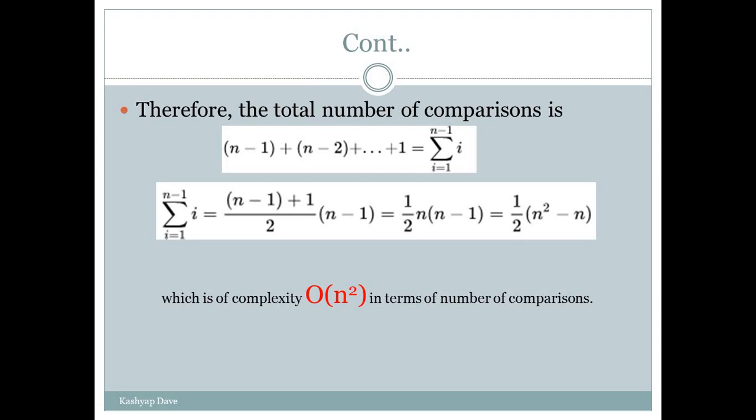So we know the summation of 1 plus up to n minus 1 is n times n minus 1 divided by 2. So it will be n square minus n divided by 2. So we can see here the complexity of this selection sort algorithm will be on the order of n square. So by this analysis we can see the complexity of the selection sort algorithm is n square. Okay, so this is it for our selection sort algorithm.